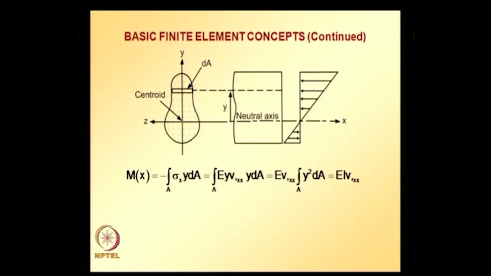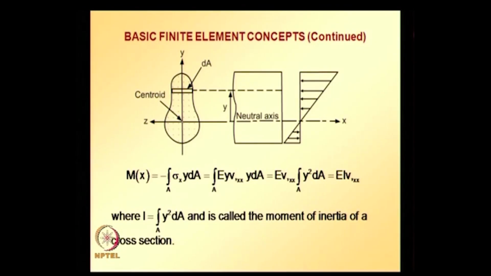and the sigma value is substituted there, and finally it is equal to EI times the second derivative of transverse displacement. Moment is equal to EI second derivative of transverse displacement. So, this is the relation between moment and transverse displacement, and I here is defined as integral y square dA over the cross section. It is called the moment of inertia of the cross section.